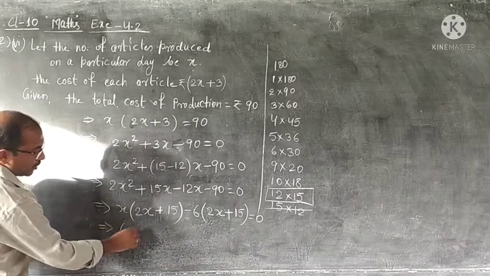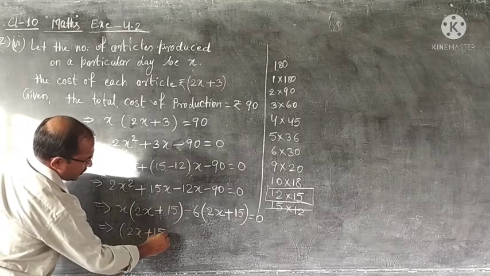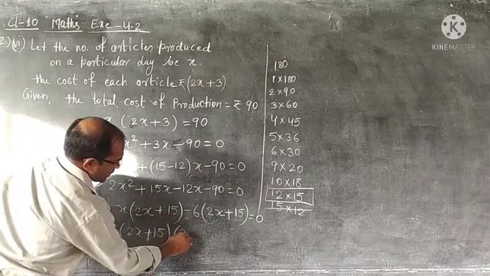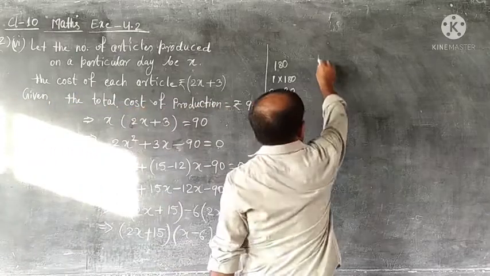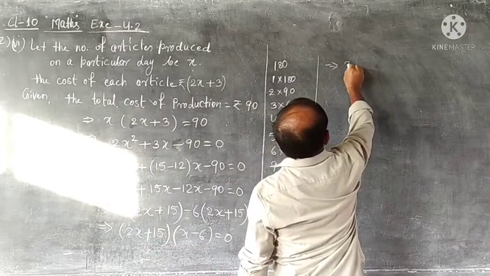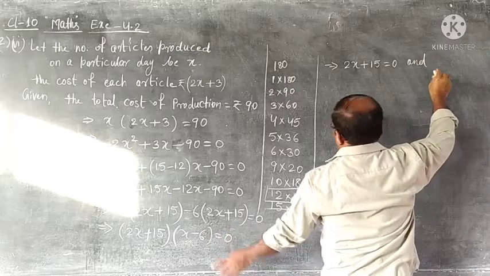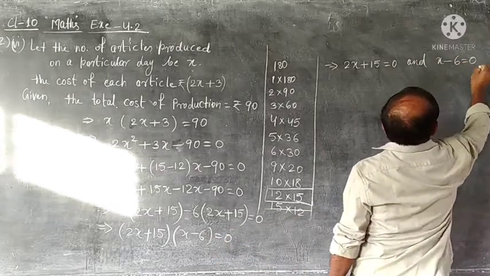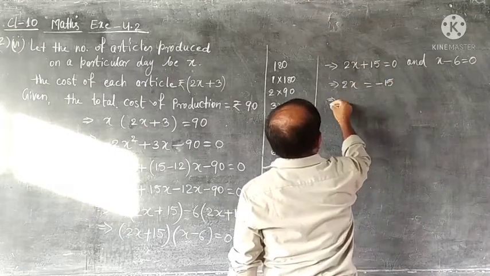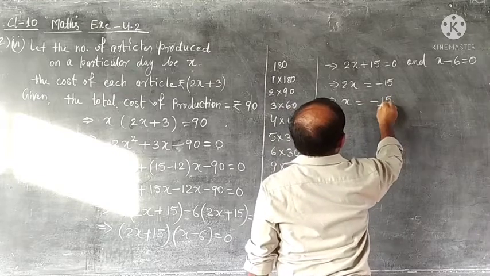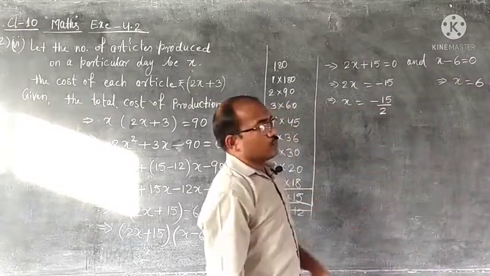And then we get 2x plus 15 inside the bracket, same term will remain. (2x plus 15)(x minus 6) equal to 0. By separating we get 2x plus 15 is equal to 0 and x minus 6 equal to 0. 2x equal to minus 15 and x is equal to minus 15 by 2. And here we get x is equal to 6. So here also we find the two roots.